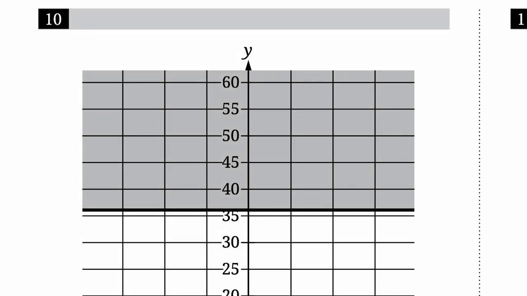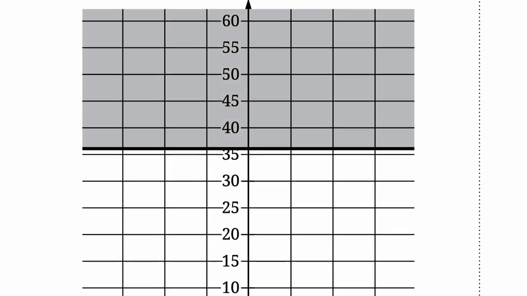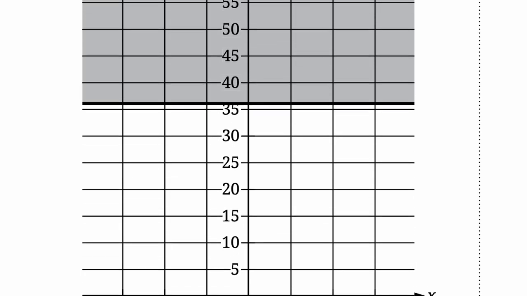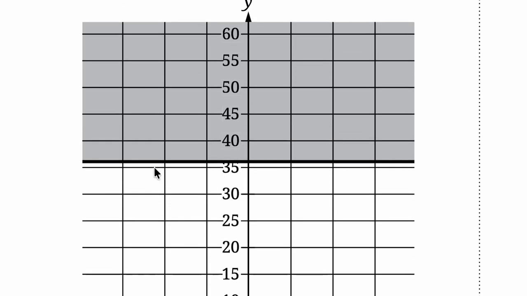Question number 10. Here I can see a graph as well as the shading. Okay. So, yeah, this is the x-axis and y-axis. And there is a line which is parallel to the x-axis. Okay. So, this is a line which is parallel to the x-axis. And this is the shaded part.